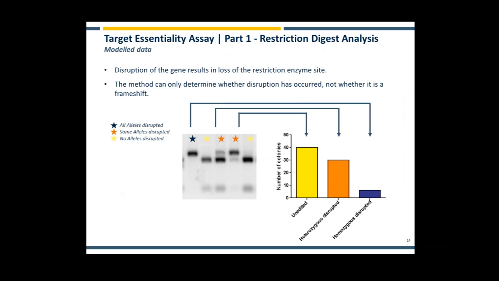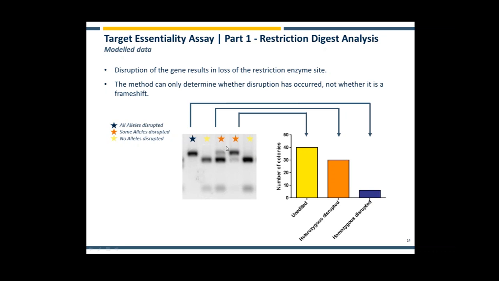So here's some model data to explain this part of the assay. The digested PCR products are resolved by agarose gel electrophoresis, and the migration pattern of the bands indicates whether editing has occurred. For example, in these lanes labelled with a yellow star, as you can see here, all of the PCR product has been digested, meaning that the restriction digest site is intact in all alleles, and therefore it's unlikely editing has occurred in these colonies.